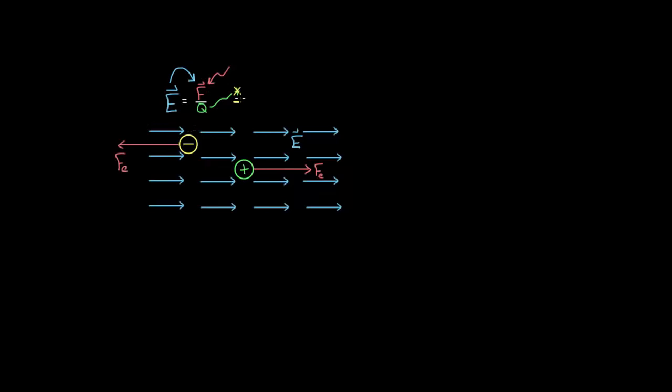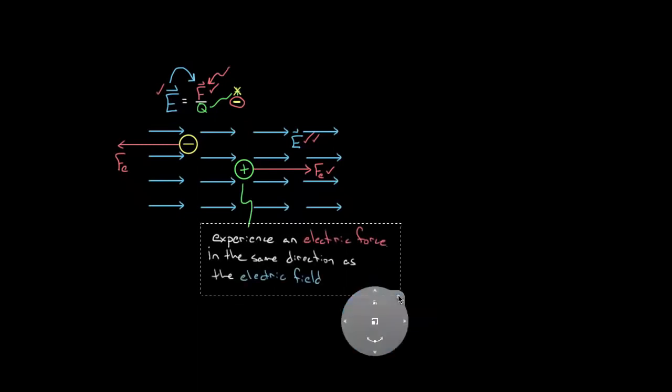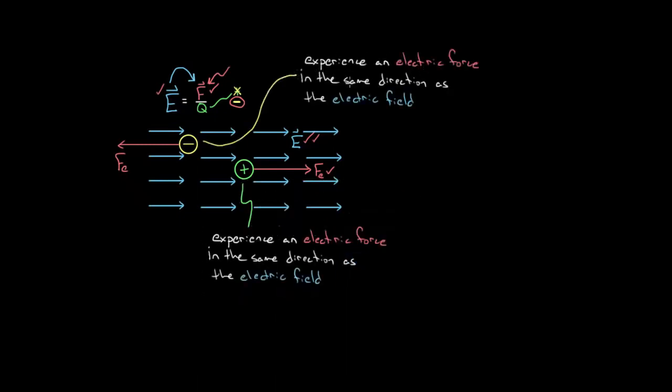So if the charge experiencing the electric force is negative, because multiplying a vector by -1 changes its direction, the electric force and the electric field are going to have opposite directions. So a negative charge feels a force in the opposite direction as the electric field, but a positive charge feels a force in the same direction as the electric field. And I'll repeat that because it's important. Positive charges experience an electric force in the same direction as the electric field, and negative charges experience an electric force in the opposite direction as the electric field.